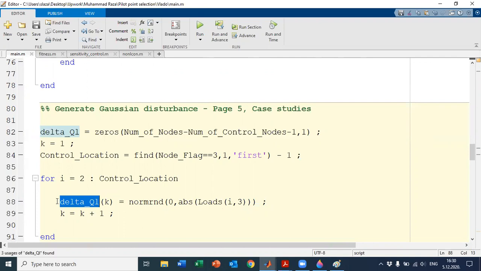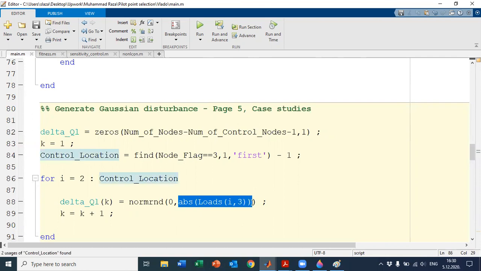As you can see, we're doing the same thing that they're doing in the paper. So we're generating a Gaussian disturbance which has zero mean and the standard deviation equal to the value of the reactive load. So this is the reactive load in that particular node.